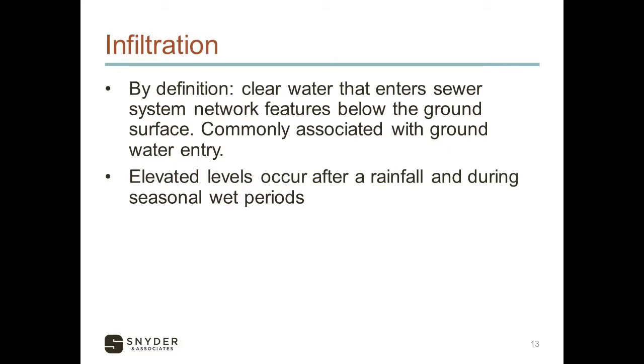Moving on to infiltration, clear water that enters a sewer below the ground. So really what we're paying attention to is groundwater fluctuations. As you can imagine, after a rainfall occurs, we're going to get some elevated levels in our groundwater system. If we have a period of wet weather where our rivers are elevated and high, groundwater is going to come up with that too. So paying attention to what level the groundwater is compared to our sewer network. And depending on the condition, if we have defects in the sewer pipe, we're going to get some groundwater entry into our network and get conveyed downstream.